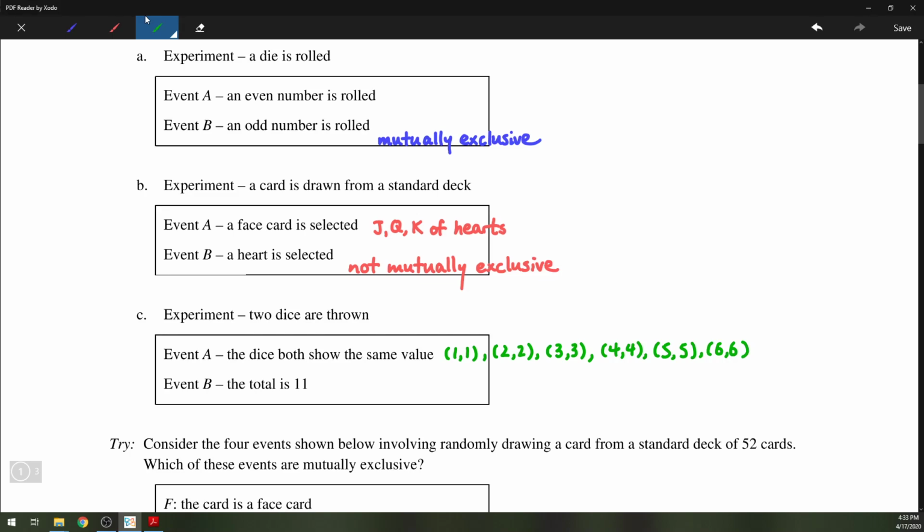Alright, the total is 11. There's only two ways to accomplish that. We either have a 5 and a 6, or a 6 and a 5. And you'll notice that there's no common outcomes in events A and B. So of course these are mutually exclusive.